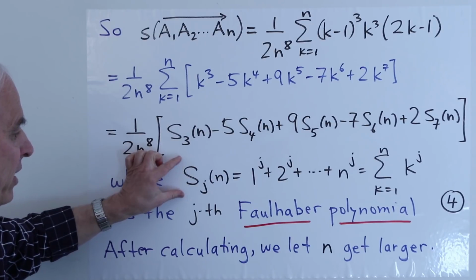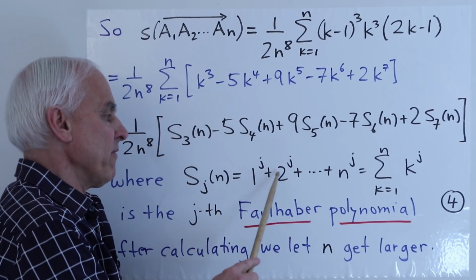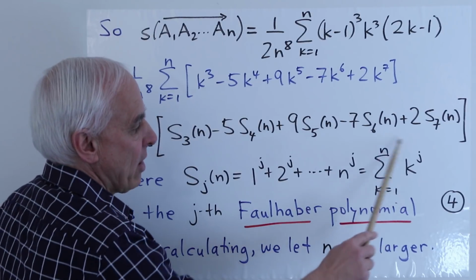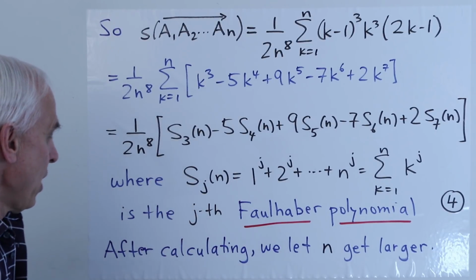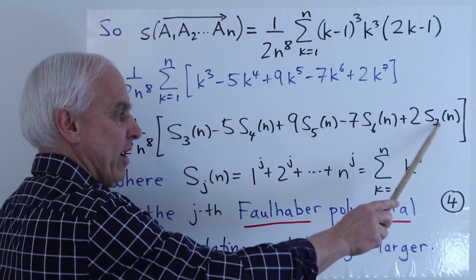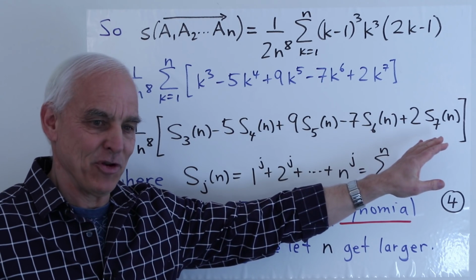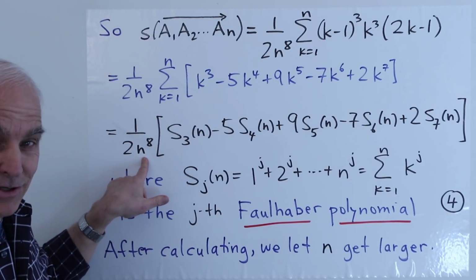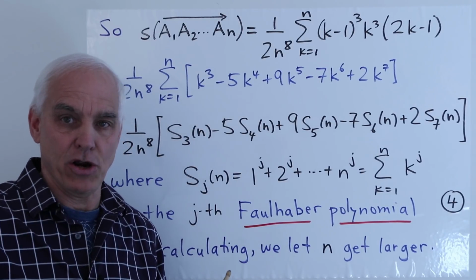And I'm just reminding you here, the jth Faulhaber polynomial S sub j of n is the sum of the jth powers of the natural numbers from 1 up to n. And that's how it looks in summation notation, with k as an index here. Okay, so our strategy is that we're going to calculate this thing because we know how to obtain Faulhaber polynomials, so we can write out explicitly what this thing is going to be. And then we're going to be interested in this whole expression after we've divided by the n to the 8 to see what happens to this thing as n gets large.